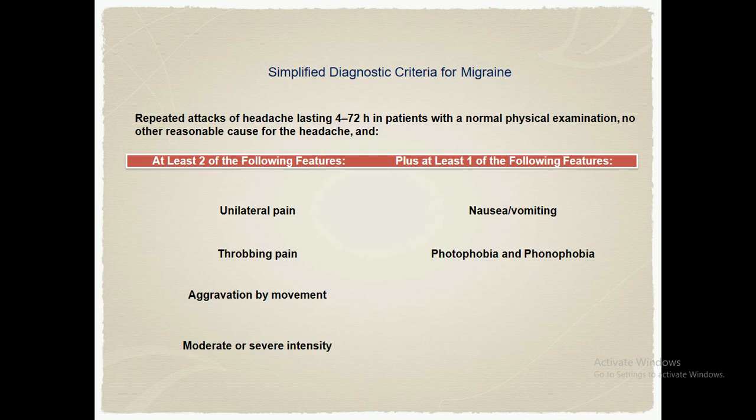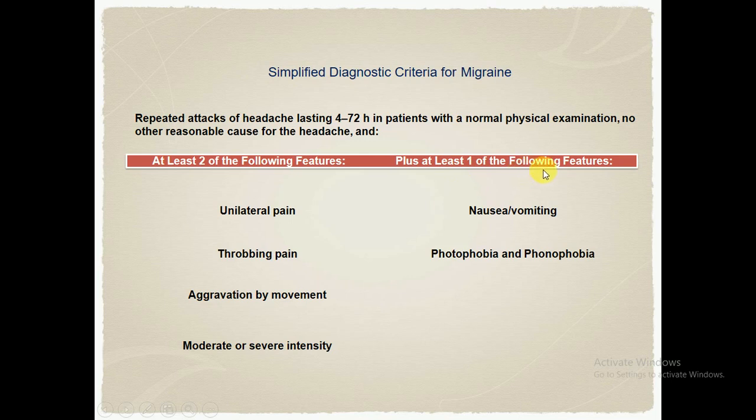Simplified, the diagnostic criteria for migraine: repeated attacks of headache lasting 4 to 72 hours, and a patient with a normal physical examination and no other reasonable cause for the headaches. At least two of the following features: unilateral pain on one side of the head, throbbing pain, a repetitive type of pain sensation felt by the patients, and aggravation by movement. It means the pain is increased with movement, and is of moderate or severe intensity.